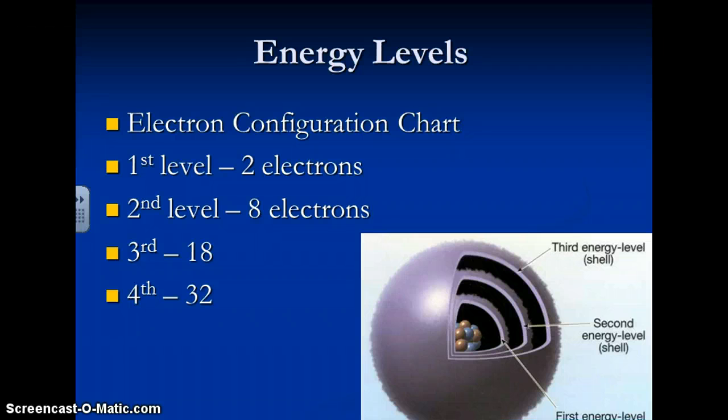Our energy levels are depicted on this slide, and you're going to have an electron configuration chart. And go ahead and write this down in case you lose your chart. Within the first level, you can have 2 electrons. Then that shell is full. So then you move on to the second level where you can have 8 electrons. And then you'll move to the third where there can be 18, and the fourth where there can be 32. There's even more shells than that, but you'll see this on your handout.